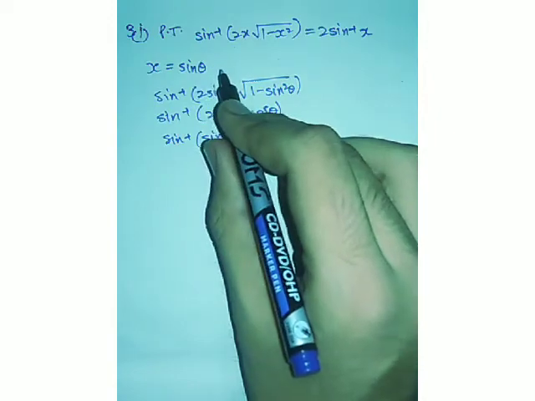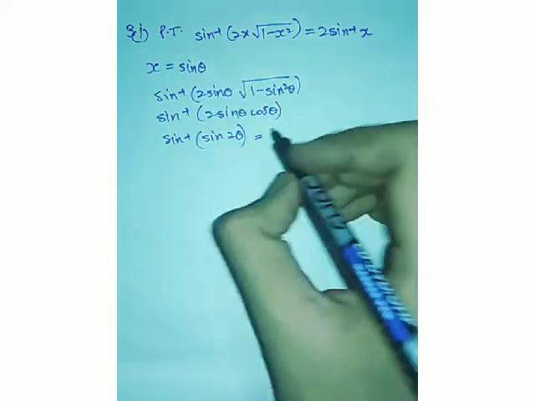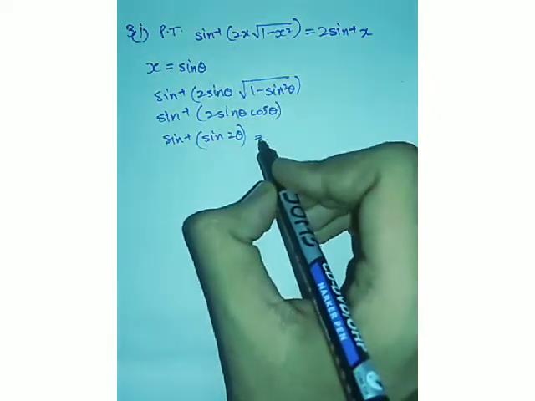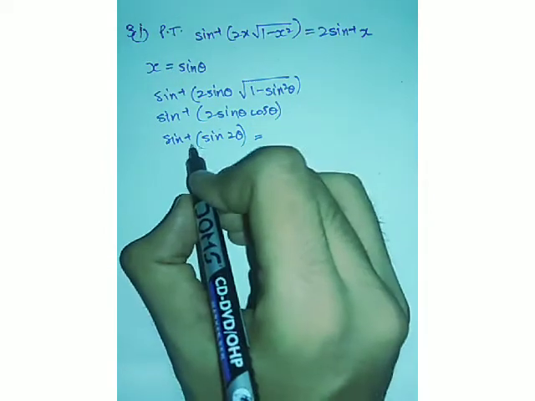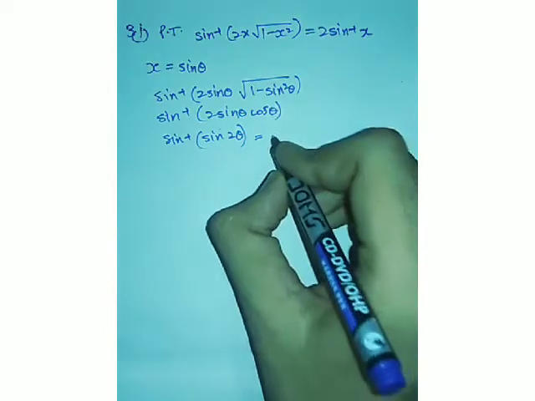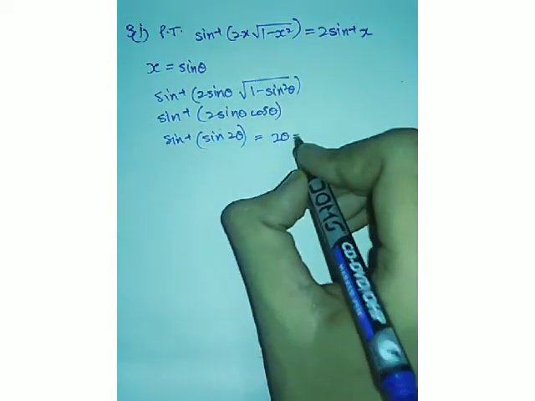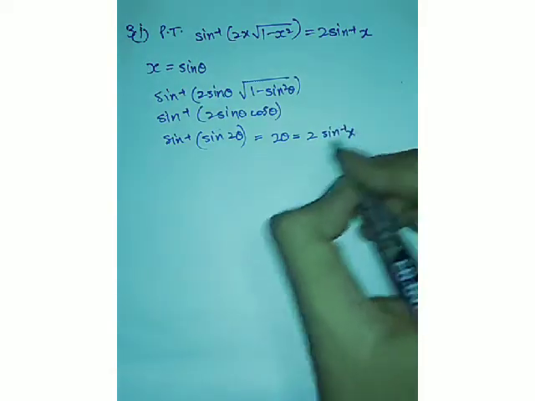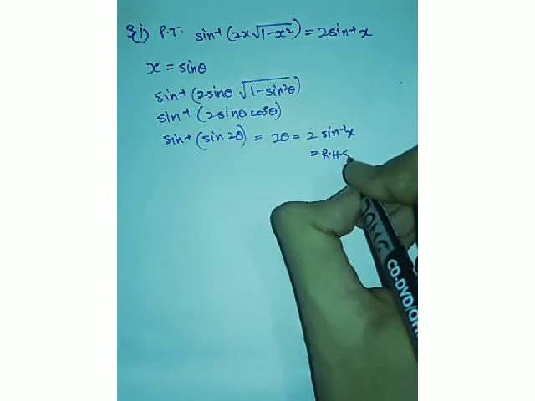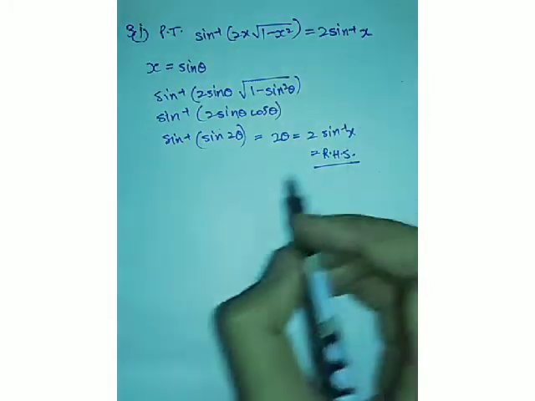That will be sine inverse x, right? So sine inverse and sine will be cancelled, because we have learned the identity just now that sine inverse sine x is equal to x only. So here x is 2 theta, and what will be theta? That will be sine inverse x. So yeah, that's our right hand side, correct? This is how we can prove these kinds of sums.